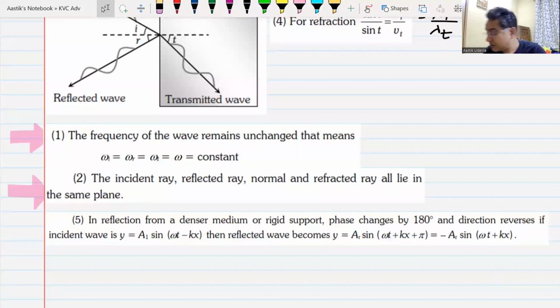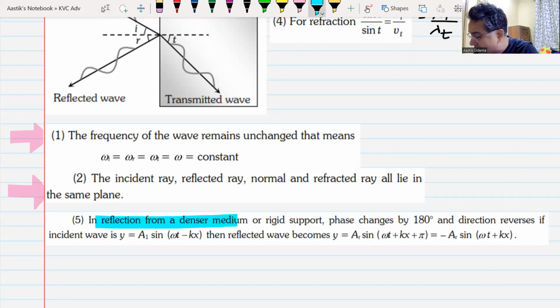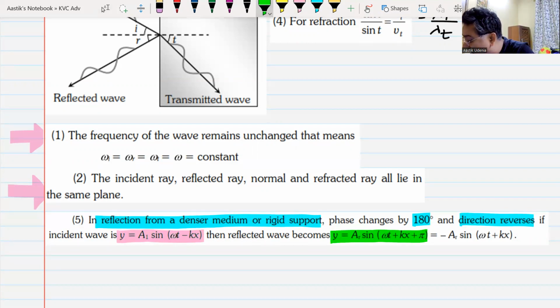Yes, sir. Now, what do we see here? If the reflection happens from a denser medium or rigid support, the phase changes by pi and direction will reverse because it is getting reflected. Yes or no? Yes, sir. What you have to note here is they have given the equation of the incident wave as A1 sin(omega t minus kx). You understand this equation? Yes, sir.